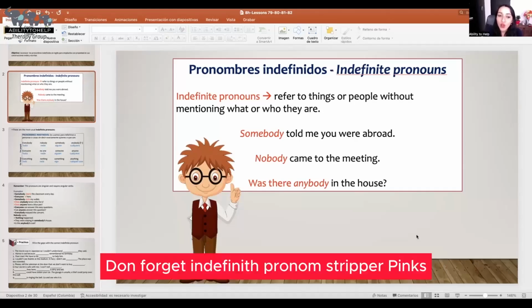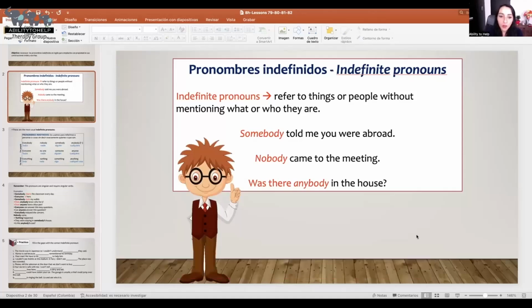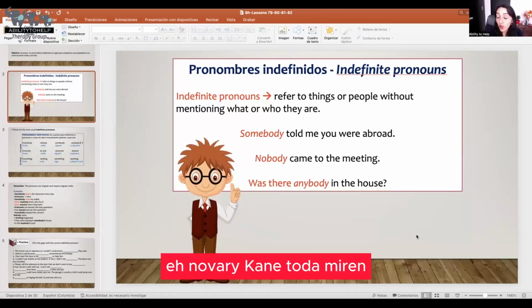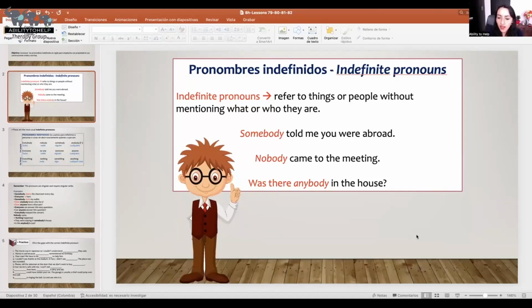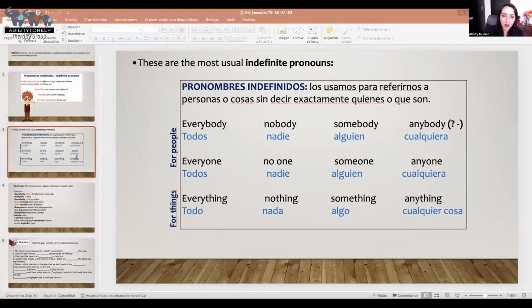So, don't forget it. Indefinite pronouns refer to things or people without saying who or what they are. Okay, for example, somebody told me you were abroad. Nobody came to the meeting. Was there anybody in the house? So let's practice. I'm going to teach you how to write indefinite pronouns.